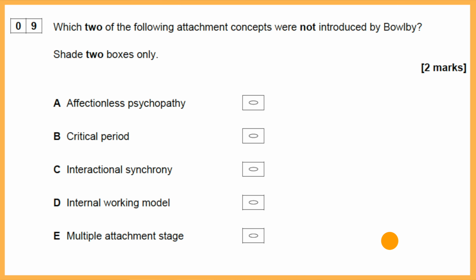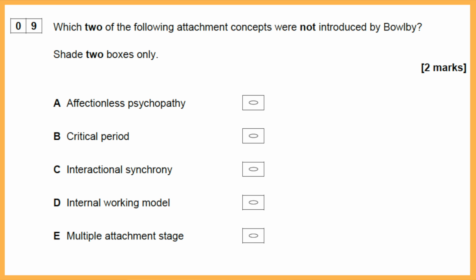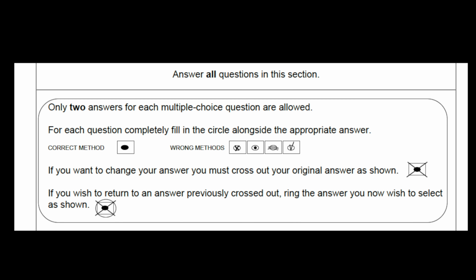In the attachment section for this paper there are 3 short questions and a 16-mark essay. Question 9 is a multiple choice question which says which 2 of the following attachment concepts were not introduced by Bowlby? 2 marks. First of all, make sure to complete multiple choice questions correctly as per the guidelines above.